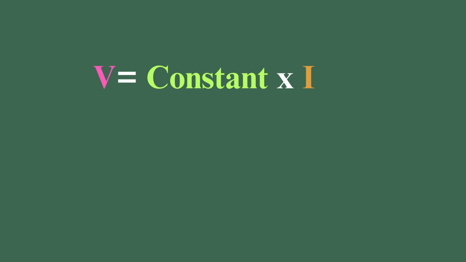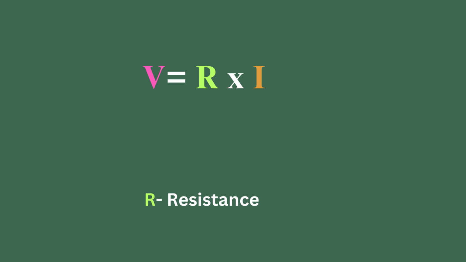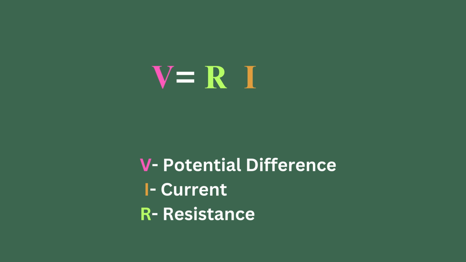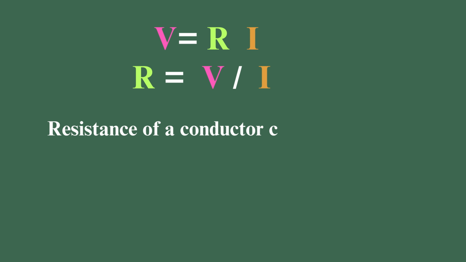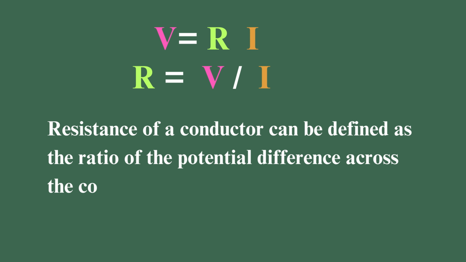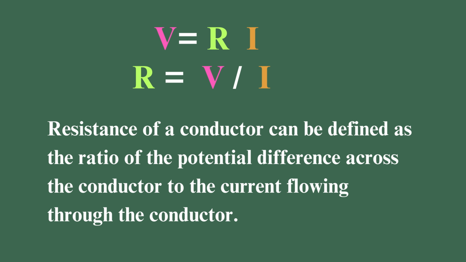The constant of proportionality in this equation is termed as resistance, denoted by capital R. It was observed that for any given metallic wire, the resistance will remain constant at a given temperature. So, the equation of Ohm's law says that the potential difference V across the conductor is equal to the resistance of the conductor multiplied by the current I flowing through it. We can also write this equation as R equals V by I. So, the resistance of a conductor can be defined as the ratio of the potential difference across the conductor to the current flowing through the conductor.